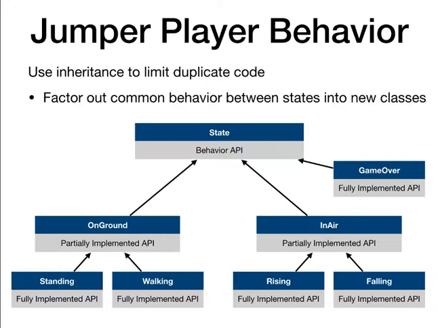So we can take advantage of inheritance to organize and limit our code, maximize our code reuse, and keep our code a bit more organized and easier to expand with these kind of intermediate states. Then on ground and in air would be abstract classes. Even if state is a trait with no functionality, we'll have some functionality in on ground and in air. Those will be abstract classes.